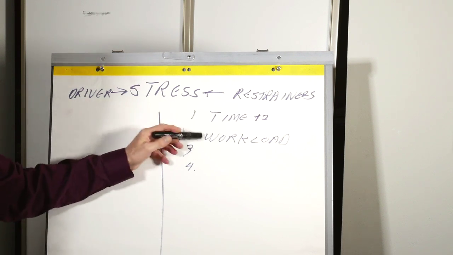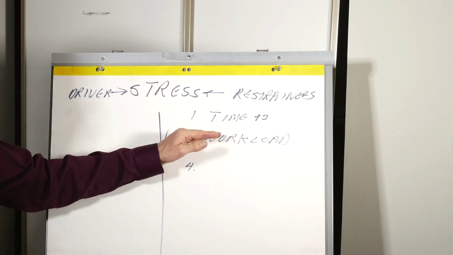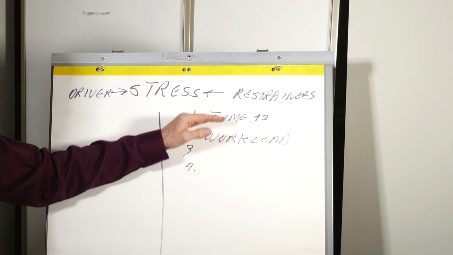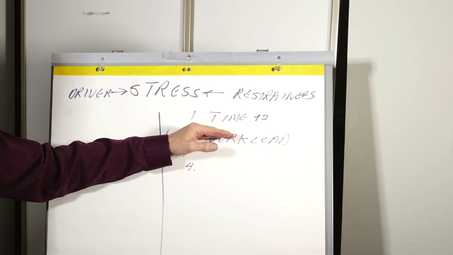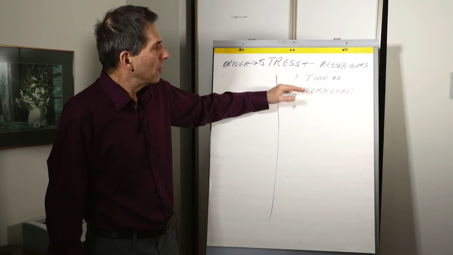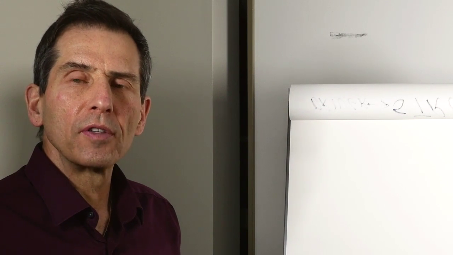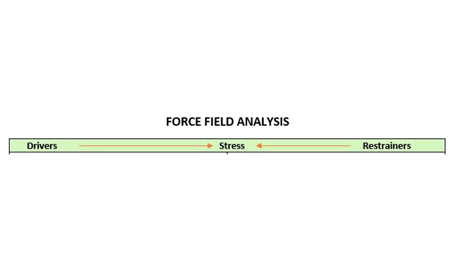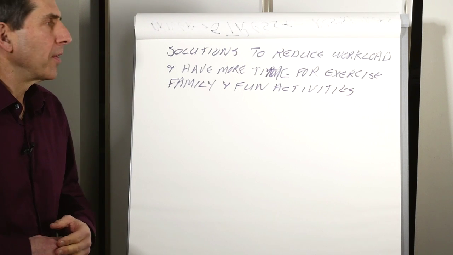I want to treat time and workload together because to me they're really one and the same. If I can reduce my workload in this case, I'm going to have more time. And to reduce time, I probably need to look at my workload. So what are the solutions to that? I'm going to write down now the statement for the solution. I could just write the word stress, but I want to turn it into some kind of a statement. So that's my solution statement.